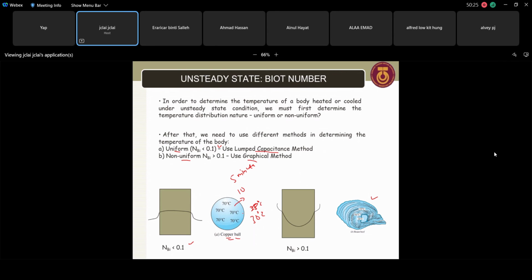Under the first situation, we can assume the whole body has the same temperature, only one temperature. But for case number two, there are many different temperatures because across the body, the temperature at different points is different. So under the second situation, when you ask me what is the temperature of the beef after 5 minutes, I will ask you one question: which part of the beef do you mean? But for case number one, I don't need to ask this question because the copper ball's temperature is the same from the center to the surface.